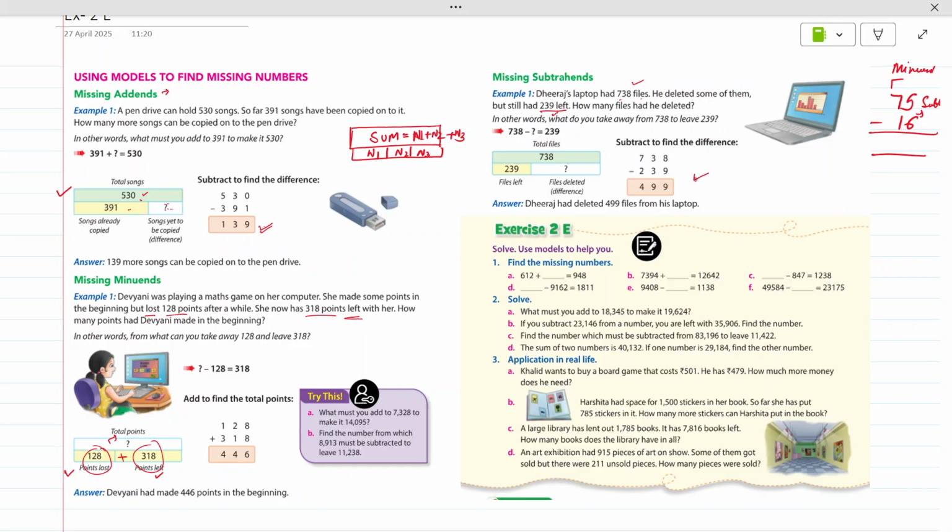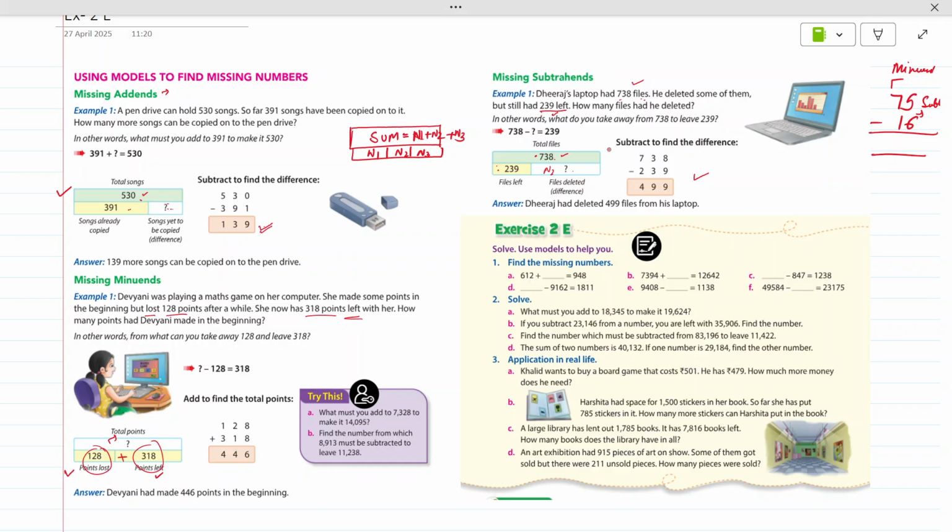Now, using models, how can we do it? Since we know the total number of files, which is the total sum, we write it in the upper part of the model. Now we know one of the numbers, n1, and we have to find another number, n2. If we subtract 239 from 738, which was the total sum, we will get this number. This is nothing but the alternate way to find the other number in addition and subtraction.